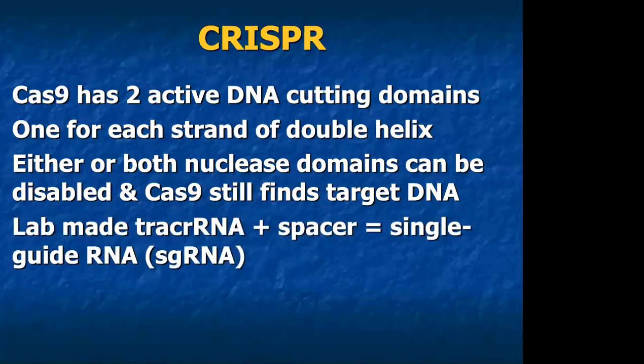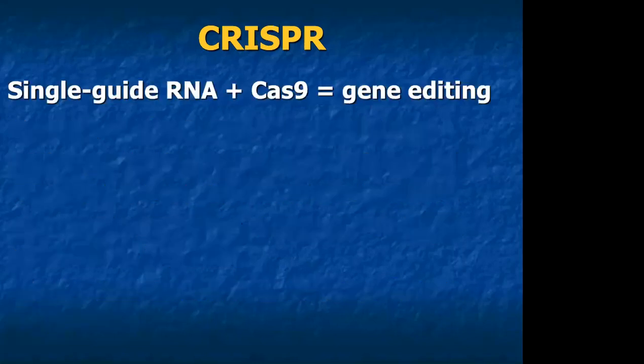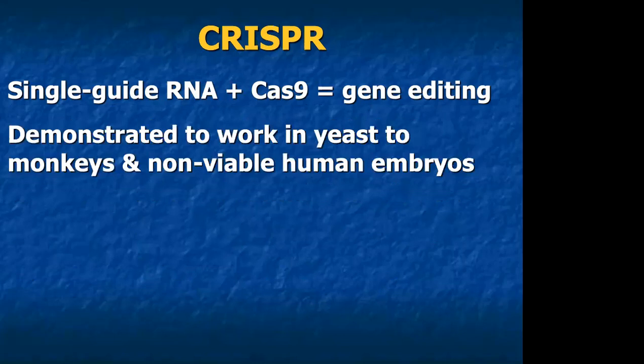In the lab, we have combined tracer RNA and spacer to generate a single guide RNA, sgRNA, or a guide RNA. The single guide RNA plus Cas9 finds and cuts the target DNA. The single guide RNA plus Cas9 allows for gene editing. It's been demonstrated to work in organisms from yeast to monkeys to humans.